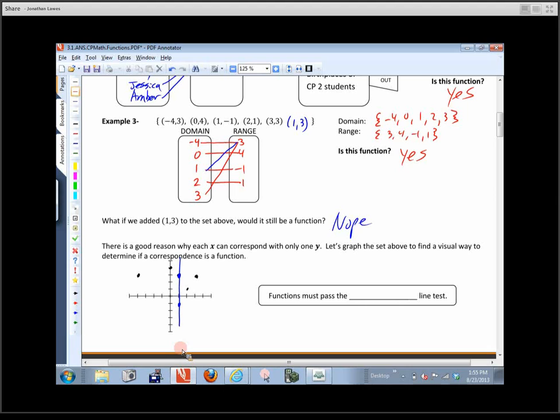Okay? So most of you have heard this before. You can look at a graph and tell whether or not it was produced by a function by figuring out whether it passes the vertical line test. Okay? Vertical line test. All right, let's go ahead and flip that over.